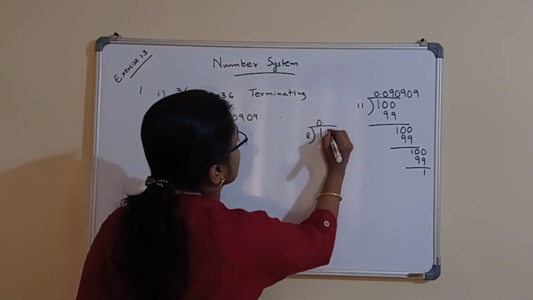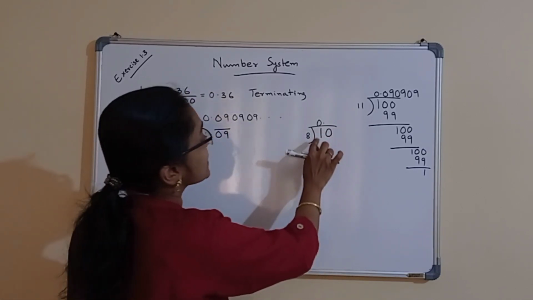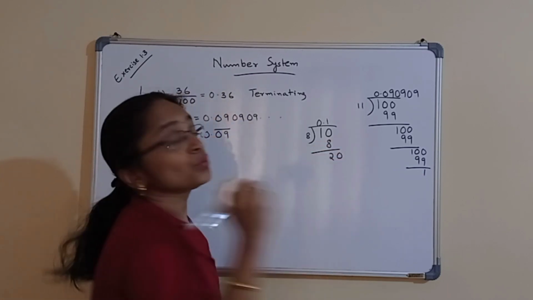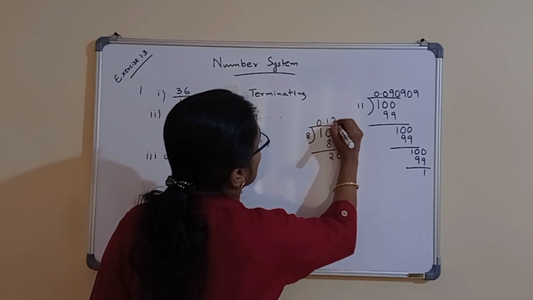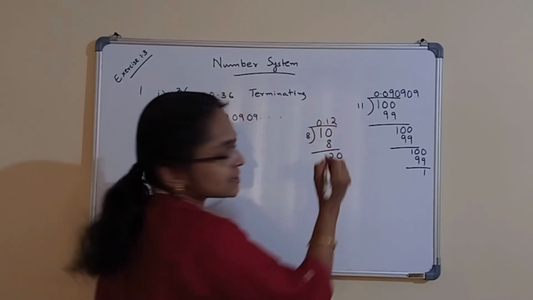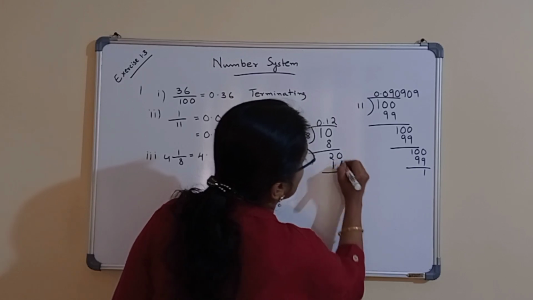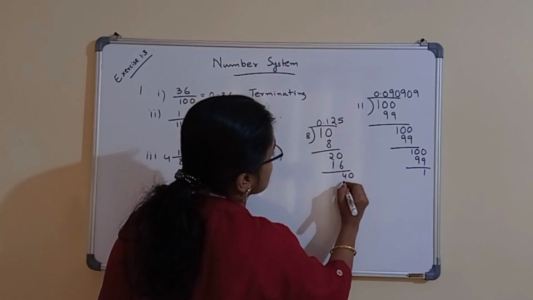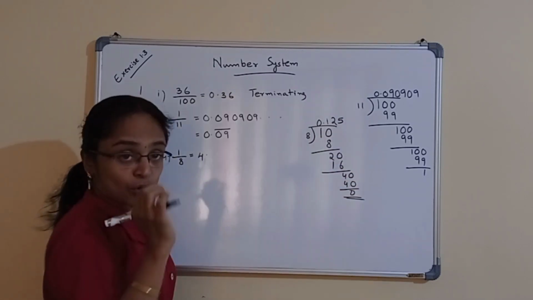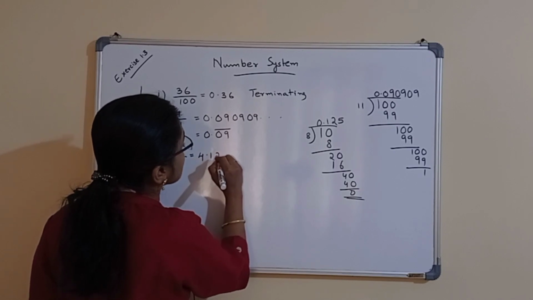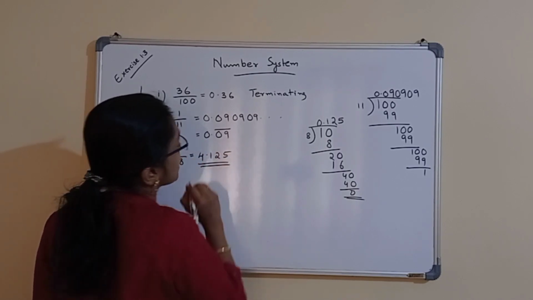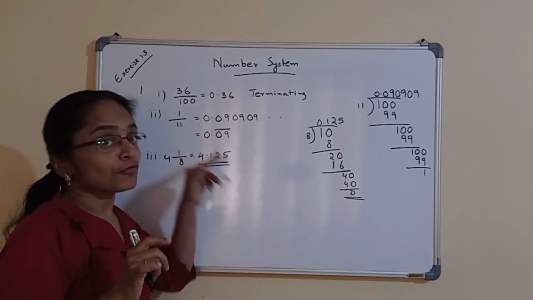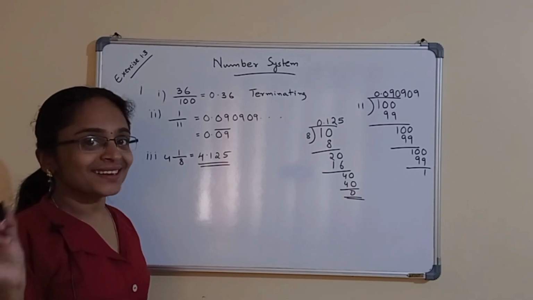We will get 0 point, and if we take 0, 10 by 8 is 1. Then 8, 2 remainder. Now 20 by 8 is 2, 16. 2 into 8 is 16, so 4 remainder. 20 minus 16 is 4. Then in 40, 8 will go 5 times, and 40, 0. So this is 4.125, which means this is a terminating decimal, that is, it terminates after 5.